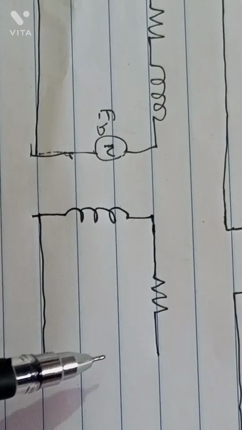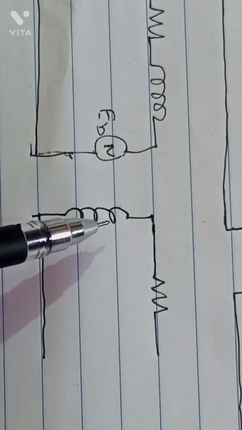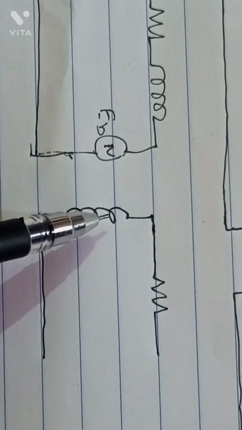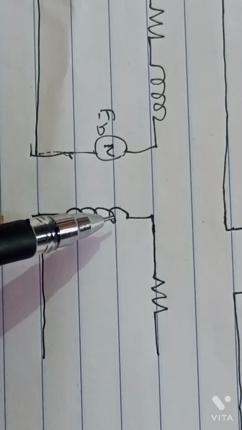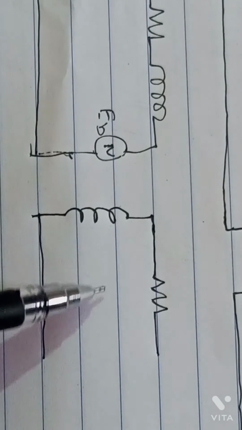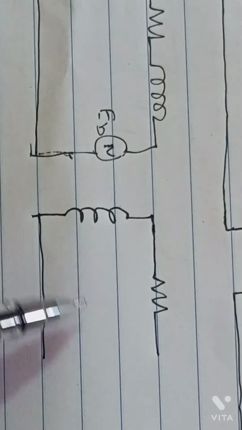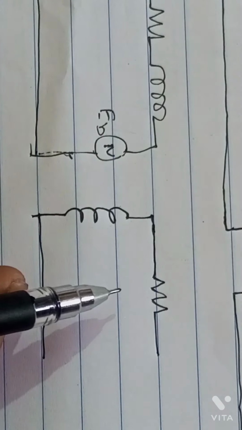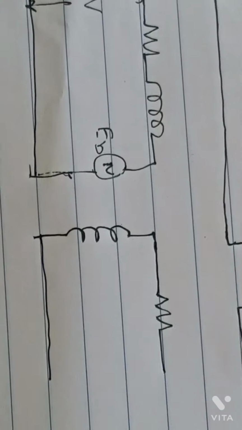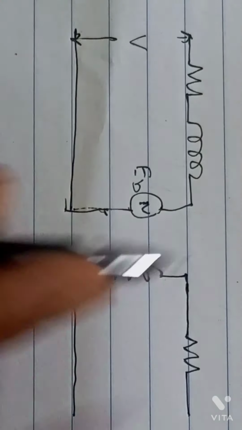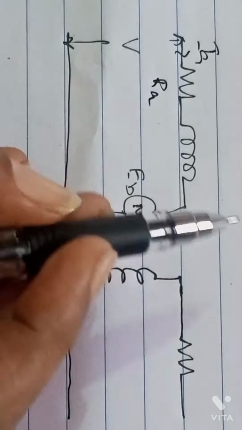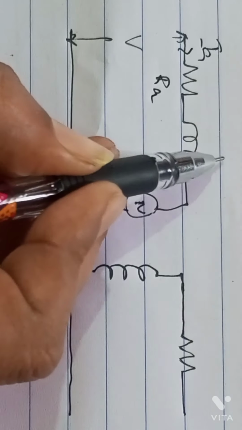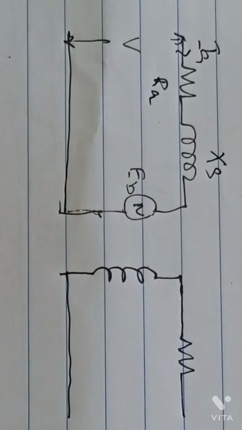So stator, rotor. What is the difference between transformer and motor? Both are the same, but a transformer is stationary, and a motor is called a rotating transformer. Are you clear? Transformer secondary is stationary, but in a motor the secondary is called the rotor. Rotor will be rotating, no? That's why it's called a rotating transformer, right? Now the current here is IA, the resistance is RA, then inductance is XS. Okay.